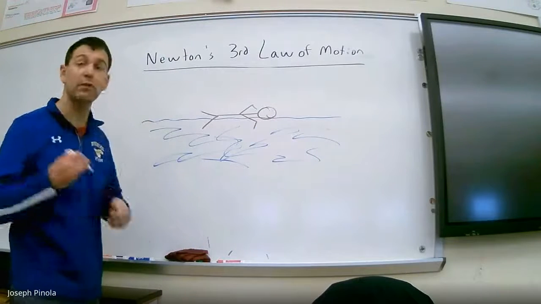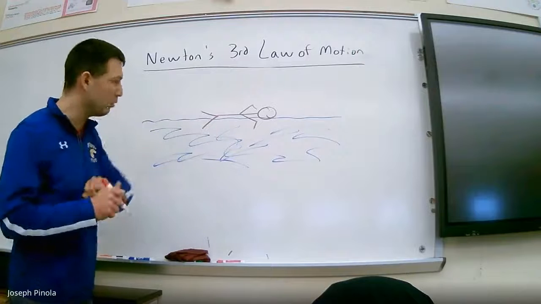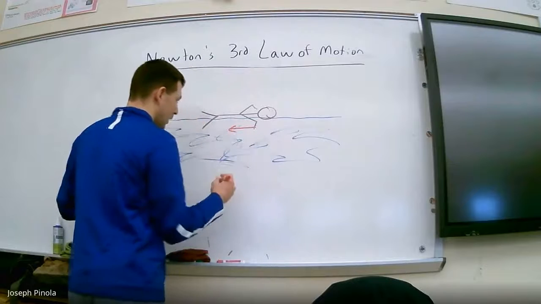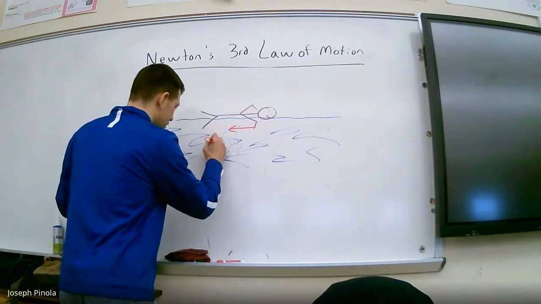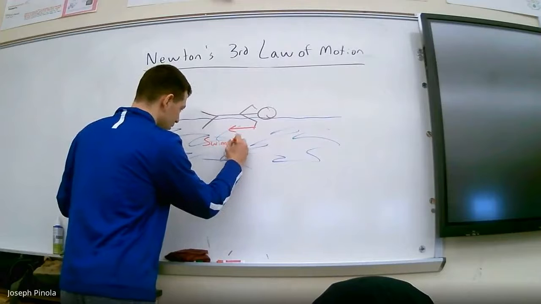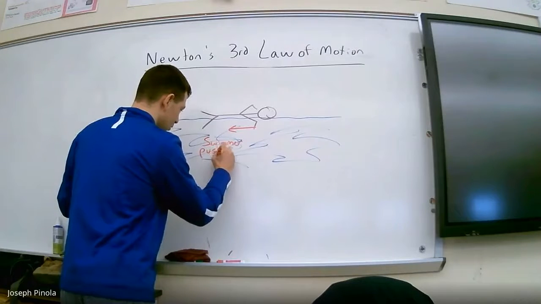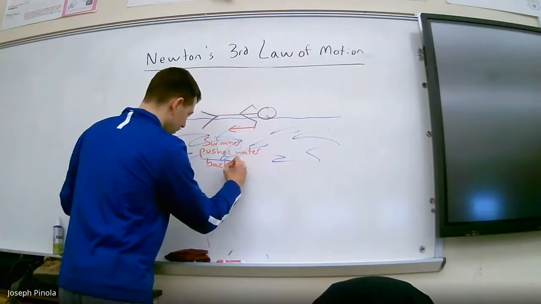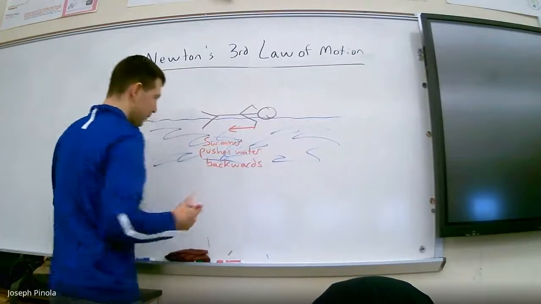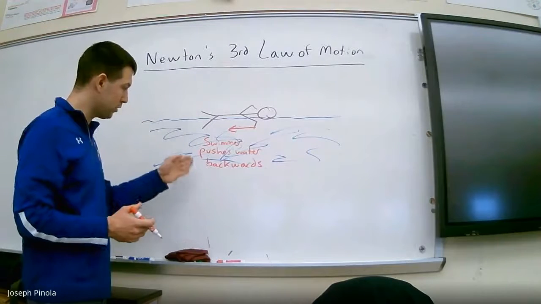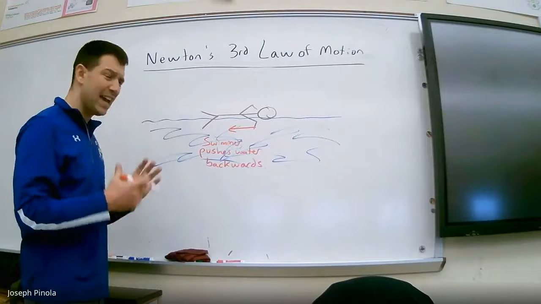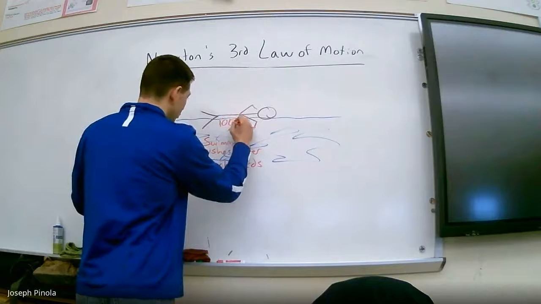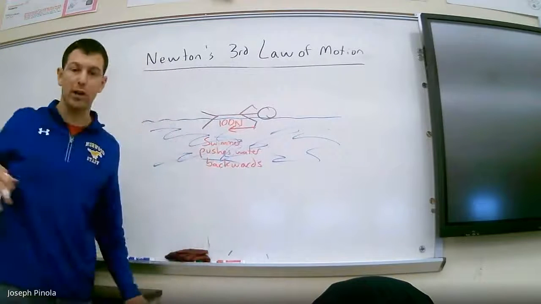And so in this case, there is an action force. And I will show you with one of the swimmer's hands. The action force is that the swimmer pushes the water backwards. Swimmer pushes the water backwards. And let's say that the swimmer used a force of 100 newtons to push the water backwards.